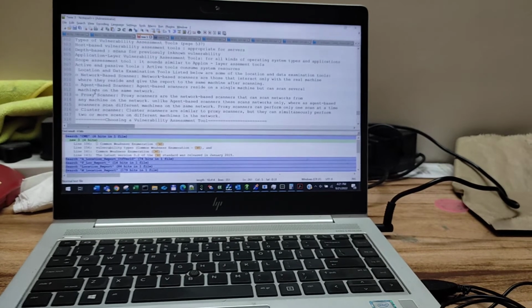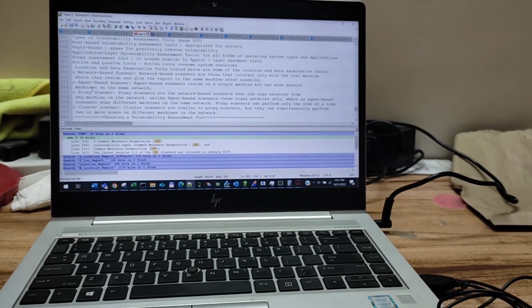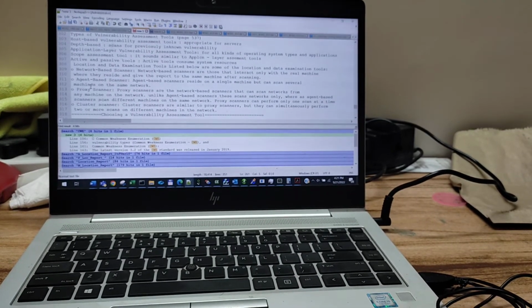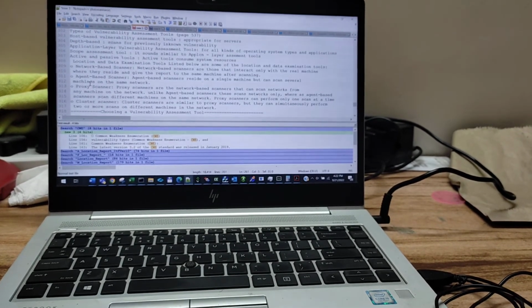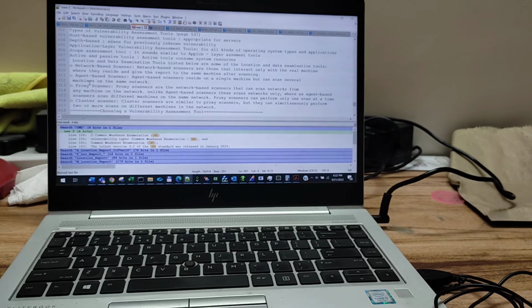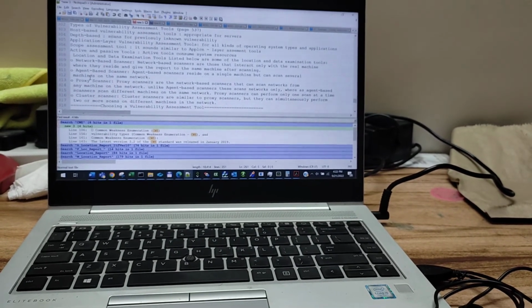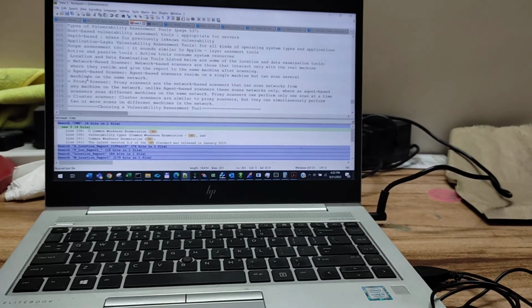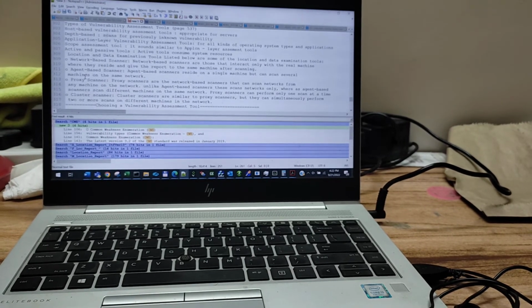Proxy scanner. Proxy scanners are network-based scanners that can scan networks from any machine on the network. Unlike agent-based scanners, this scans networks only, whereas agent-based scanners scan different machines on the same network. Proxy scanners can perform only one scan at a time. Cluster scanner. Cluster scanners are similar to proxy scanners, but they can simultaneously perform two or more scans on different machines in the network.